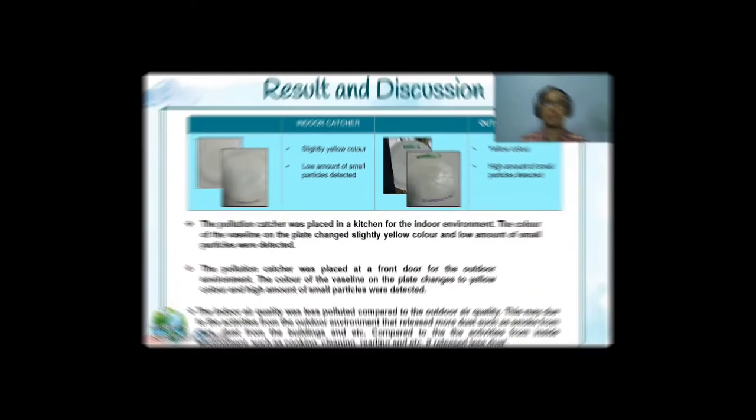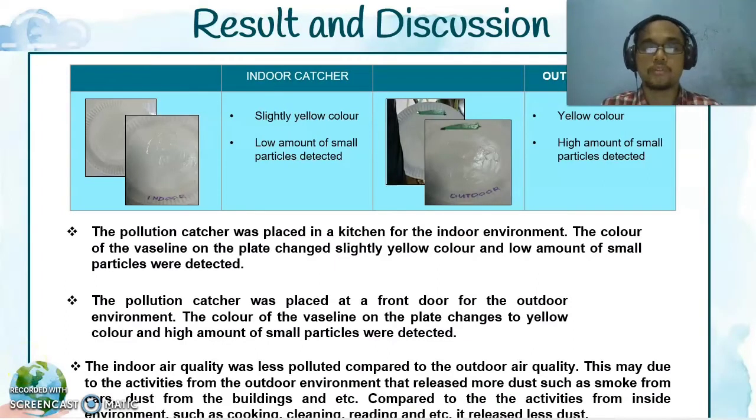Okay, next I will talk about the result and discussion for student number 3. For the result, the pollution catcher was placed in the kitchen for the indoor environment. The color of the Vaseline on the plate changed to a slightly yellow color and a low amount of small particles was detected. The pollution catcher was placed at the front door for the outdoor environment. The color of the Vaseline on the plate changed to yellow and a high amount of small particles was detected.